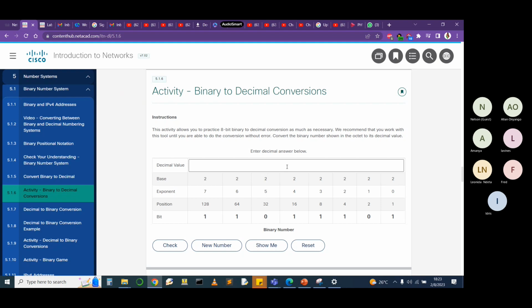Instead of adding all the ones, the multiples, you add all the zeros and subtract from the total. 221. Good. 221. And we check. And that's good. That's very good, guys. Find it on 516 and practice as much as you can.